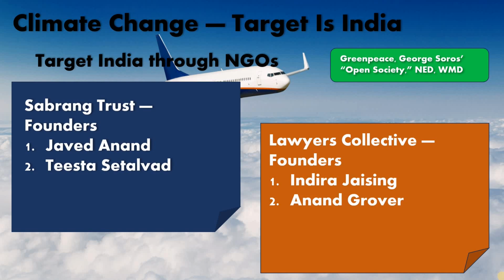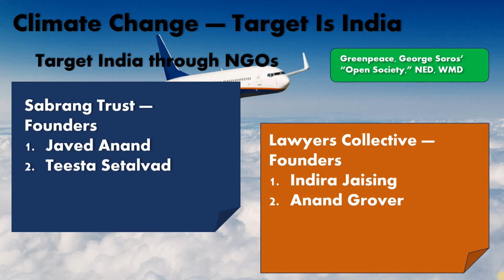And George Soros also has an organization called OCCRP. That OCCRP is responsible for harming that organization which was responsible for the infrastructure building in India. And there are some other organizations called the NED. The NED stands for the National Endowment for Democracy. And there is another organization called the World Movement for Democracy, which is actually the founder of the National Endowment for Democracy.